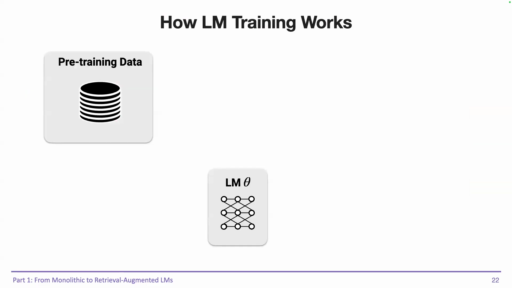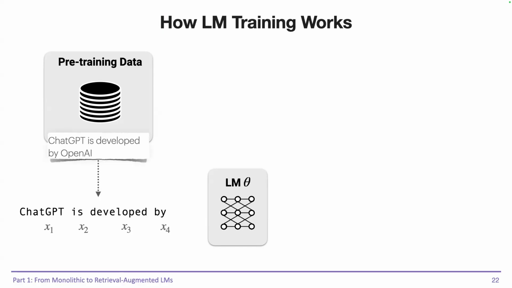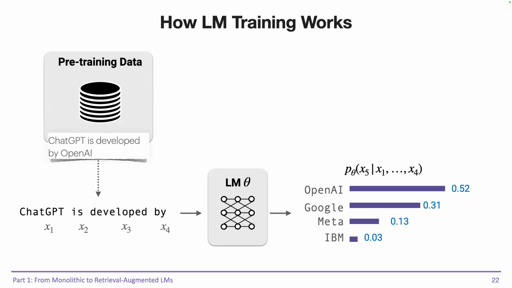To understand why this happens, let me briefly explain how language models are currently trained. The training involves two major components: massive pre-training data and the language model itself. During pre-training, documents like "ChatGPT is developed by OpenAI" are sampled, and the language model is given the prefix "ChatGPT is developed by." The model predicts the next token, and we update the model parameters so that the language model learns to maximize the likelihood of the correct token, in this case, OpenAI. This process enables language models to encapsulate extensive world knowledge, language understanding, and generation capabilities in their parameters.